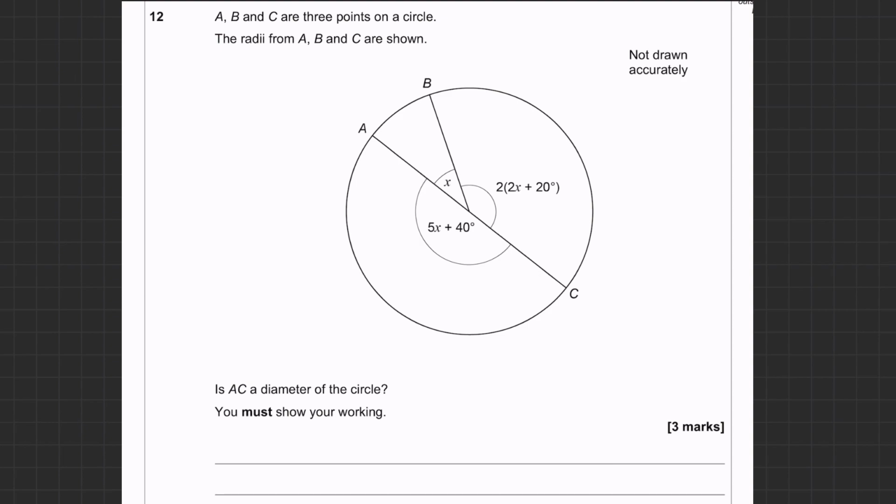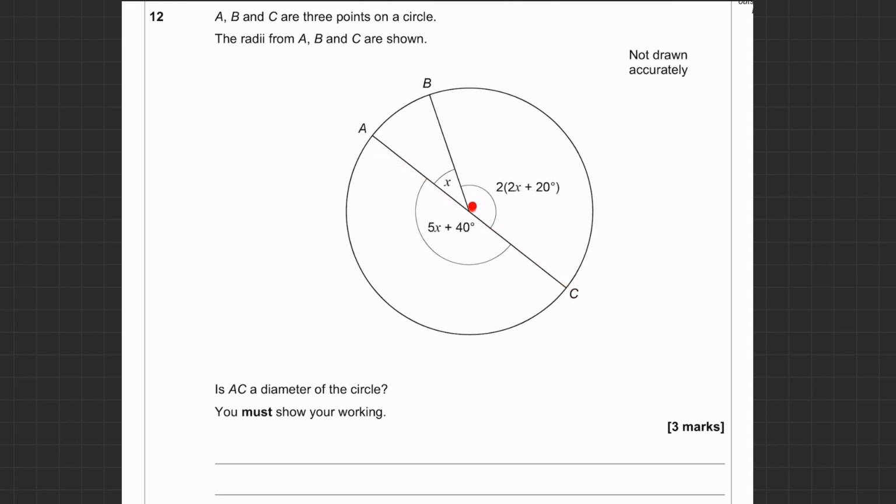Question 12. A, B and C are 3 points on a circle. The radii from A, B and C are shown. So A, B and C. So they're all radii, or radiuses if you want to use English incorrectly. So is AC a diameter, so is AC this line here, a diameter of the circle? You must show your workings.